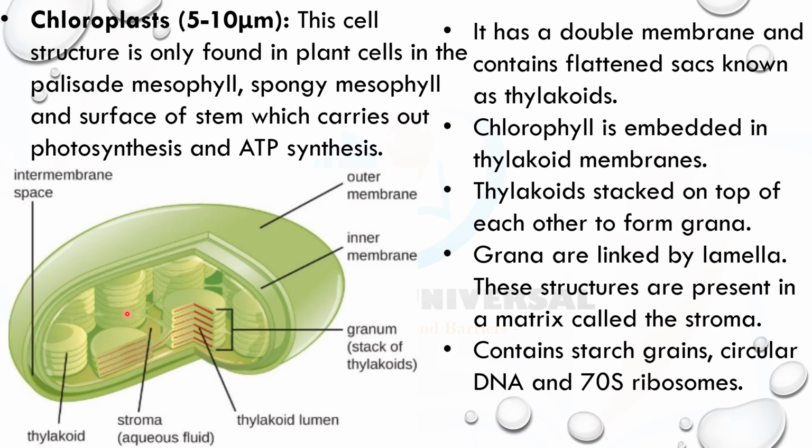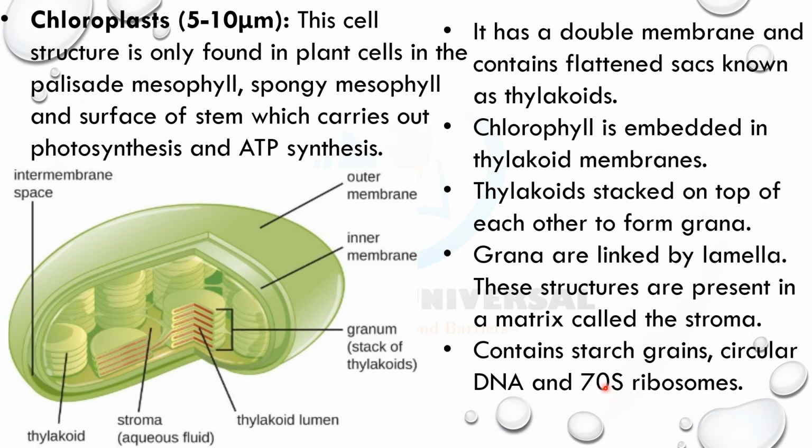Then we have the stroma, the site for the light independent stage. You can see it has a double membrane and contains flattened sacs known as thylakoids. Chlorophyll is embedded in thylakoid membranes. Thylakoids stack on top of each other to form grana. Grana are linked by lamellae. These structures are present in the matrix called stroma. It contains starch grains. You see, they have circular DNA and 70S ribosomes.